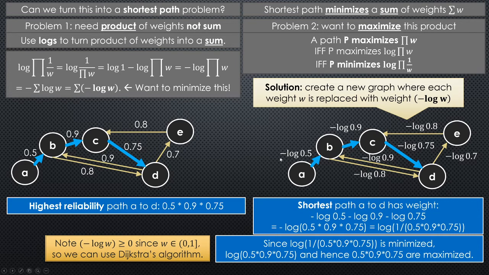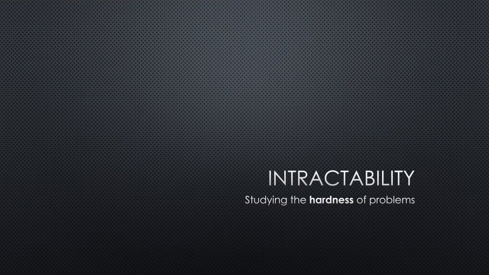So these are negative numbers, and we negate them to get positive weights. So we can actually use Dijkstra's algorithm to solve this problem. In fact, you can use either Dijkstra's or Bellman-Ford. So that was the crash course on formulating graph problems.